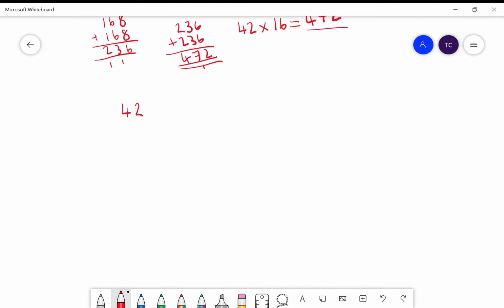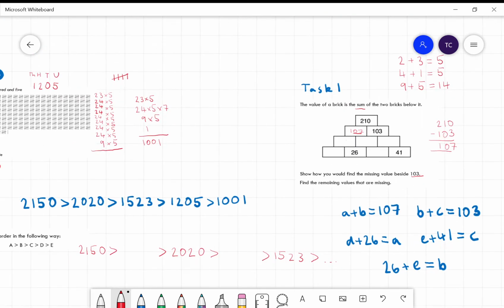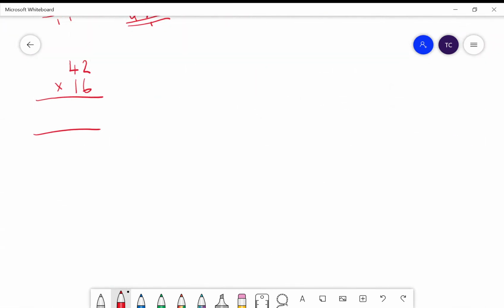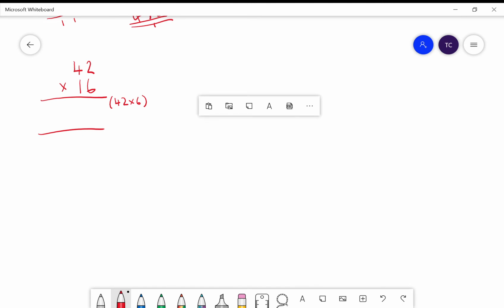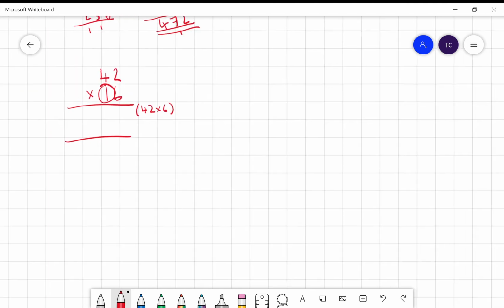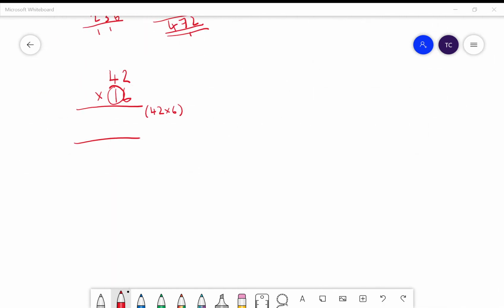I'm doing 42 times 16. First of all, for this one here I did 23 times 5. The first thing I'm going to do is 42 times 6. And for this example here, I did 23 times 10. And for this example here, I'm going to do 42 times 10, because this 1 here, although it just looks like a 1, it's actually a 10. So yeah, 42 times 10.